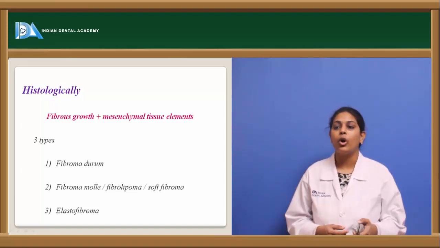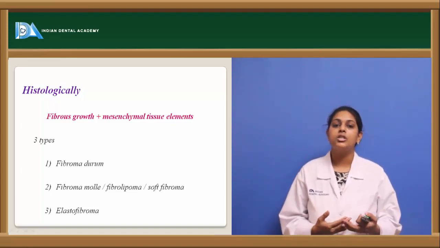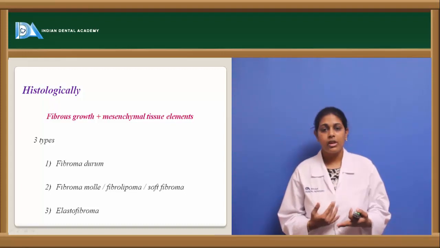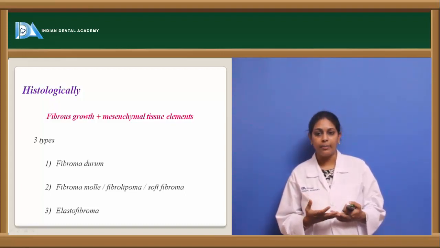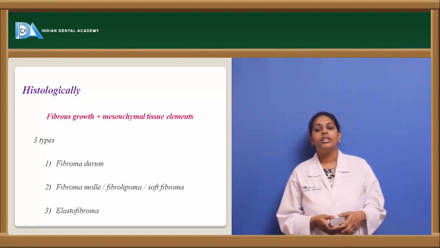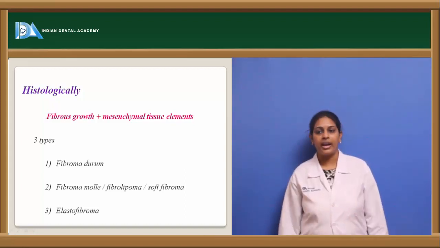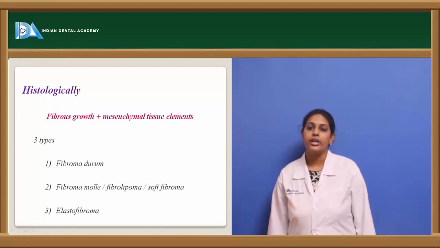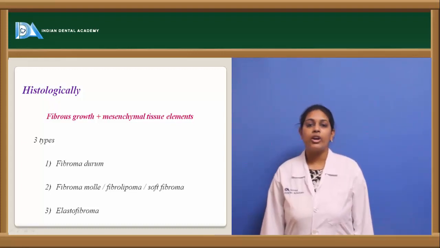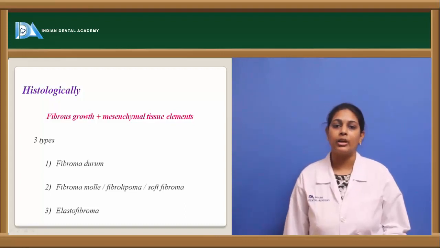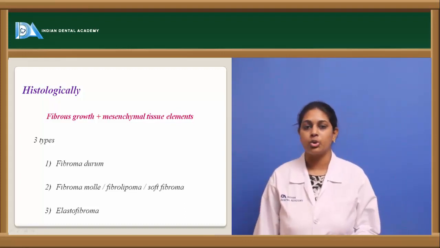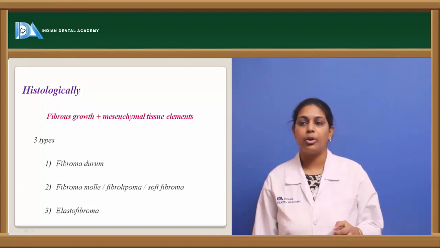Fibroma lipoma type or soft fibroma, when it involves also the underlying adipose tissue, it is known as fibroma lipoma type or molle type. It is so called when there are even any melanin pigment cells which are being associated with this fibroma. And elastofibroma type, it is so known when there are any elastic tissues being included within this fibrous tissue growth. So this is about fibroma.